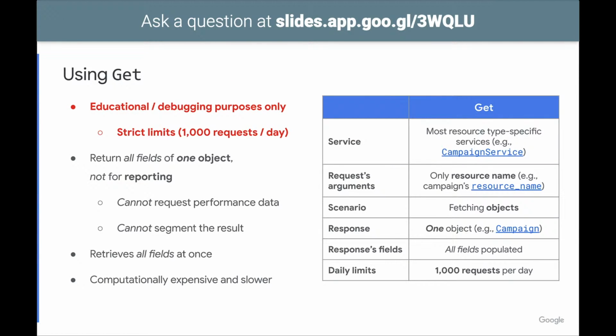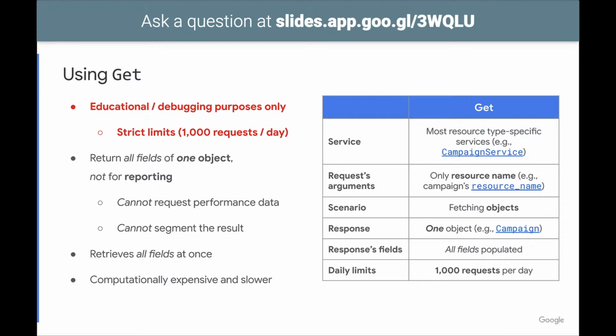Now, finally, I'm going to touch on using the get method on a specific service. Now, you might be scratching your head because earlier I said, well, AdWords API used the get method on a service, but Google Ads API does not. Well, Google Ads API has this functionality. For example, you can call get on the campaign service. However, we really only recommend using this for educational and debugging purposes. And one of the reasons you might not want to use it for anything other than those purposes is that there are strict limits. Only about 1,000 requests per day are allowed.